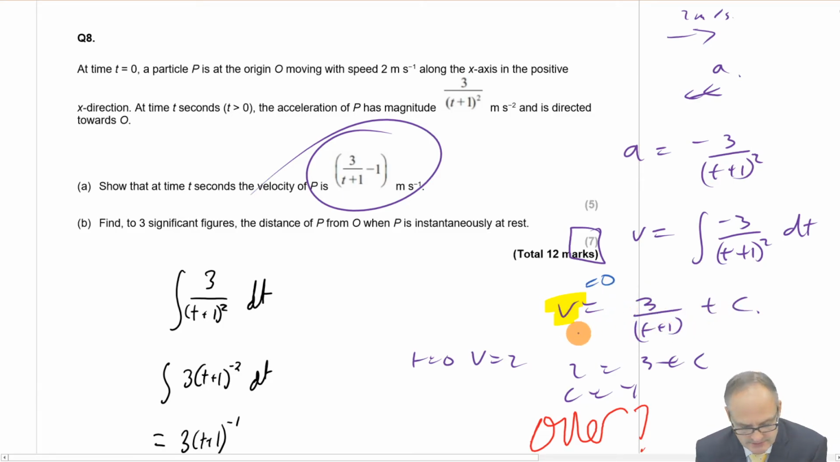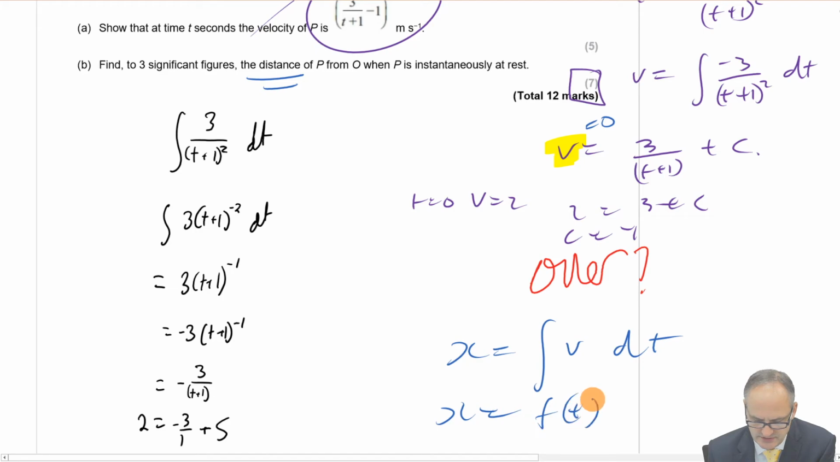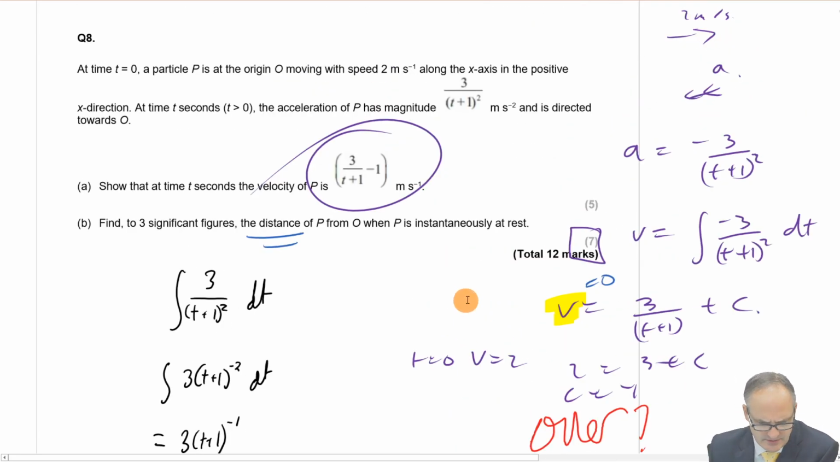Then what are you going to do? How are we going to find the distance? Yes, you're going to integrate the velocity, so you can find the function of t that gives you your displacement. Then you can put in the value of t you found when v equals 0 to find the distance from O when it's instantly at rest.